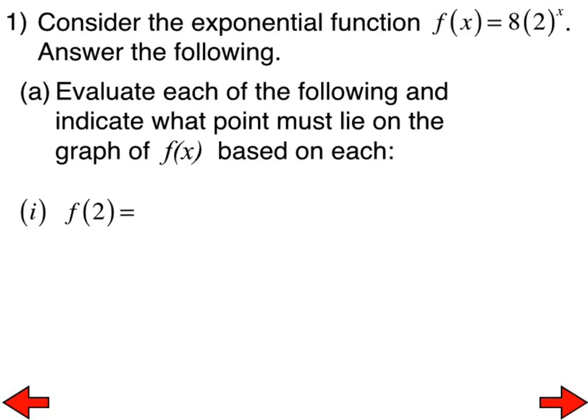All right, Morgan, f of 2, what did you get? 32. Is that correct? Yes or no? Yes. All right, it is because we have 8 times 2 squared. 2 squared is 4, and 8 times 4 is 32.